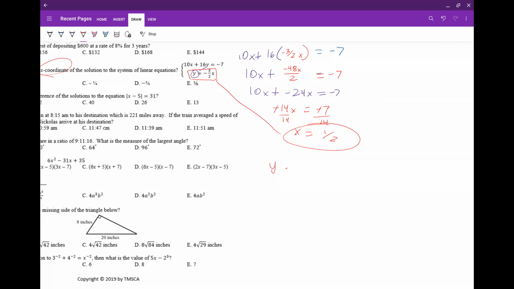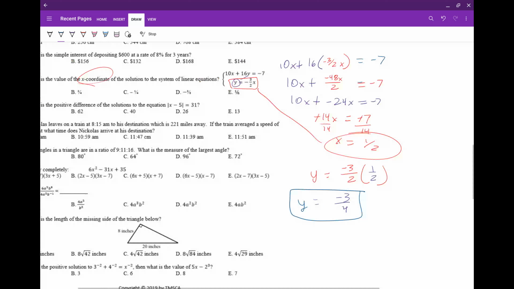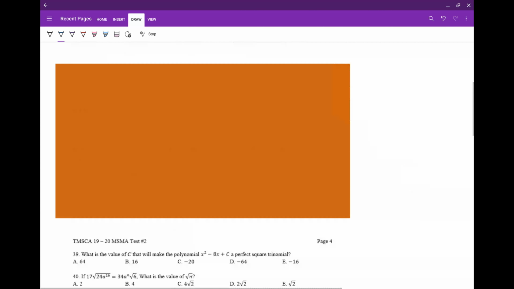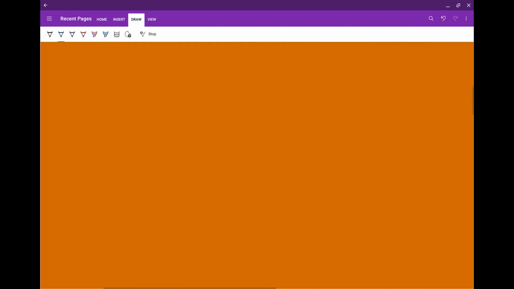So you have y equals -3/2 times 1/2 in the place of x. And so that's going to be equal to -3/4. And so y is equal to -3/4. But just remember to read the question and see what it's asking for. This time it asked for the x coordinate, so we could just stop right there. And that was question 43.